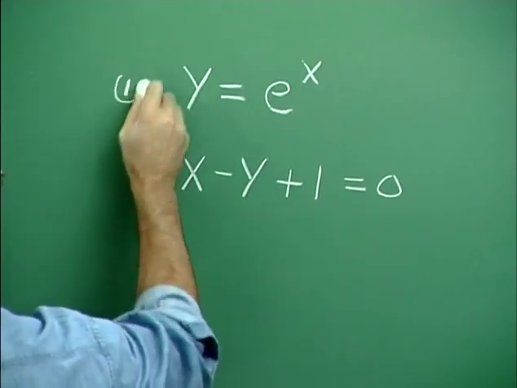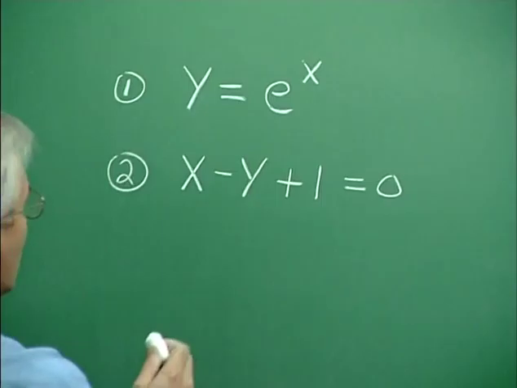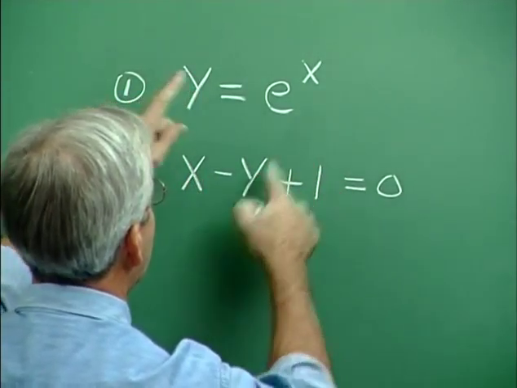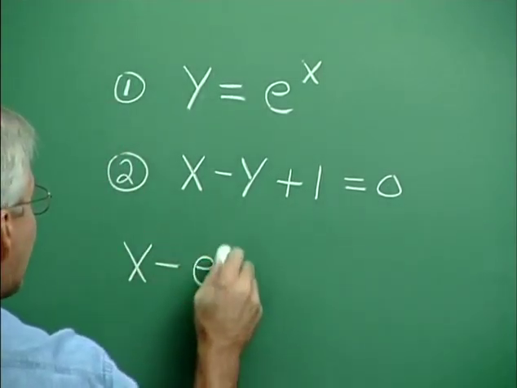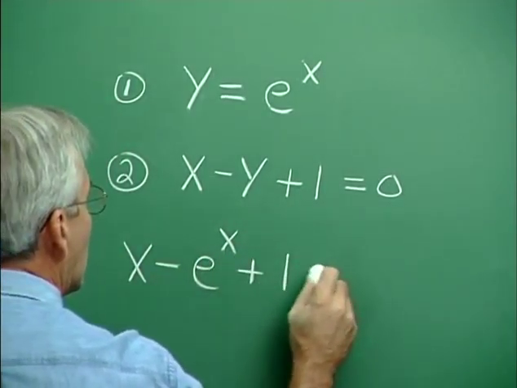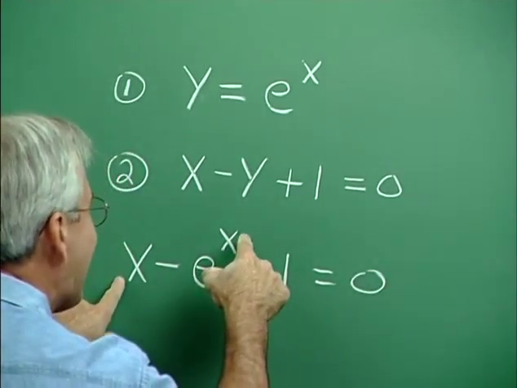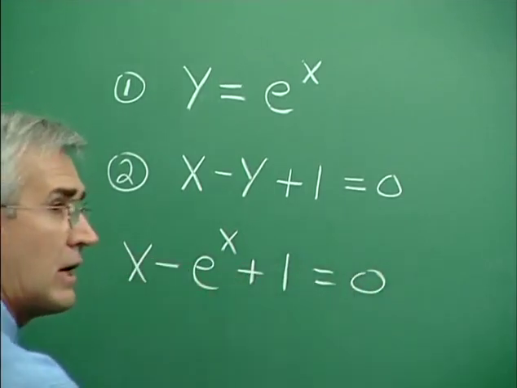But if we take the information in equation 1 and put it into equation 2, look at what we have. Now it's already solved for y, so in place of y right here, I'm just going to write e to the x. So we would have x minus e to the x plus 1 equals 0. Now we have a variable in an exponent and we have a variable that's a term in the equation.